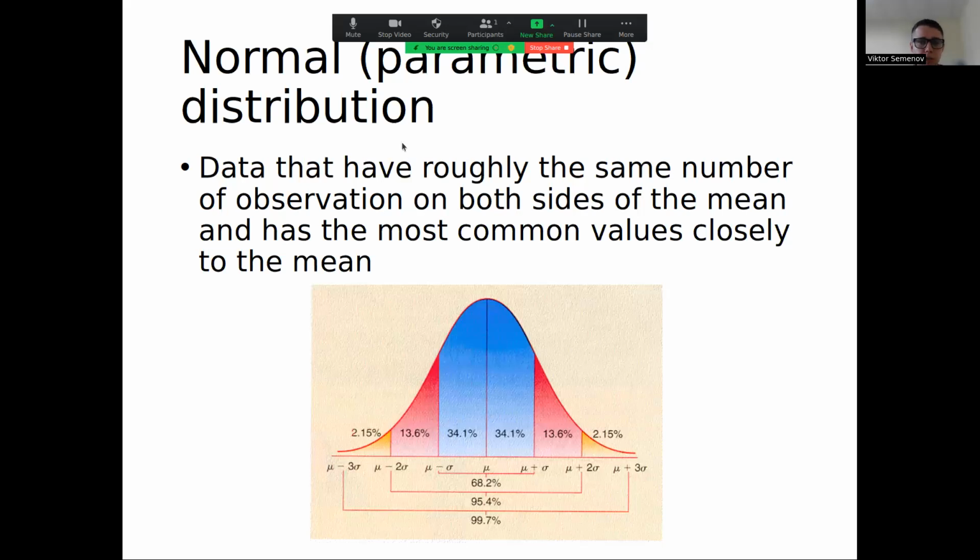And in normally distributed data, roughly the same number of observations is represented on both sides of the mean. So in the center of the normal distribution, there will be a mean. In this case, it's described as the letter mu, which is another way of describing the mean. On both sides of this mean, there will be a roughly equal number of observations, and these observations will be grouped closely to the mean value. In this case, the shape of this distribution will resemble the shape of a bell. So this is what a normal or parametric distribution looks like.